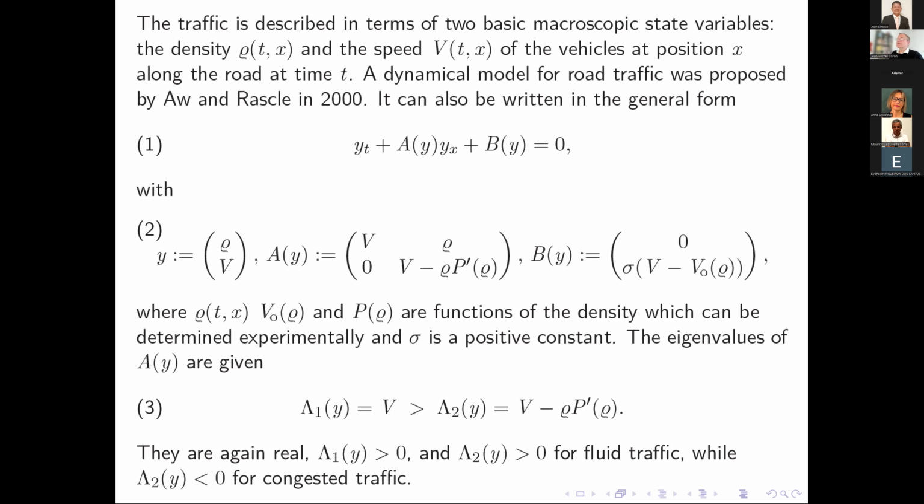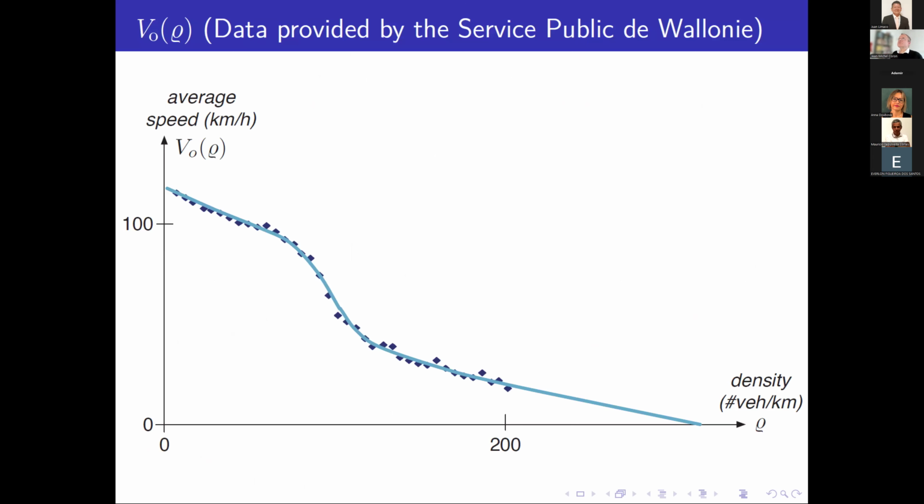P of rho, and as a V0 of rho, you can determine this function experimentally. For example, for V0 of rho, there was some experiment which was done in Belgium, and you have this function V0 of rho, which was determined experimentally.